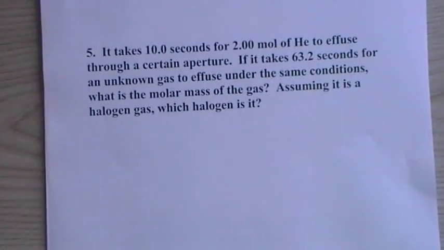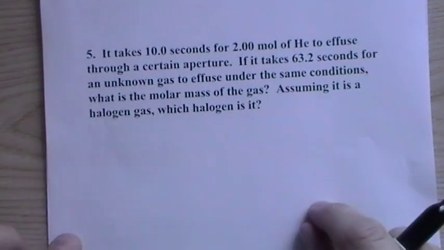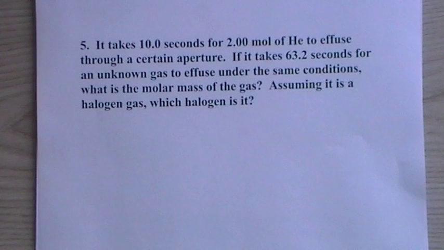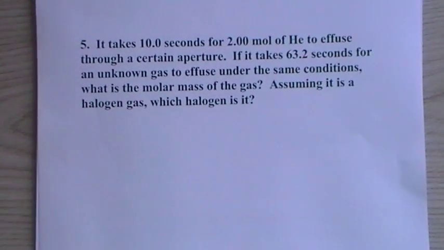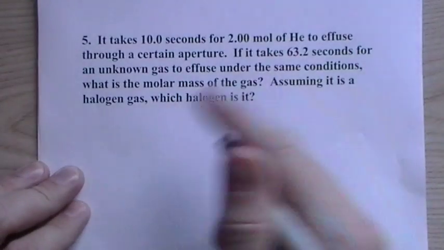All right, now it takes 10 seconds for 2 moles of helium to effuse through a certain aperture. If it takes 63.2 seconds for an unknown gas to effuse under the same conditions, what is the molar mass of the gas? Okay, this one is a very common one to have in a lab to do this kind of experiment. But it's not as easy to see. We've got to think of our rate. The rate is how many atoms or molecules of gas per second go through.